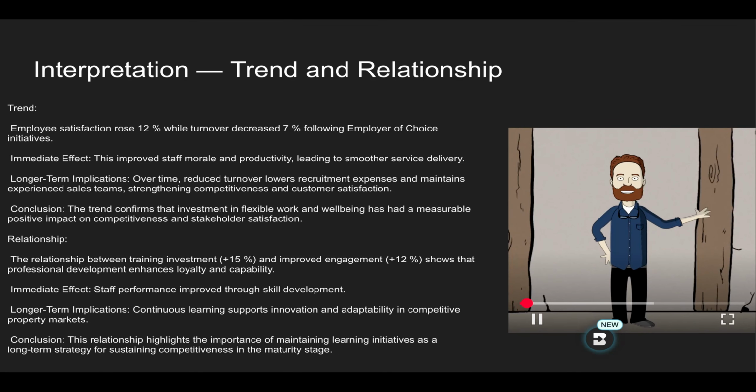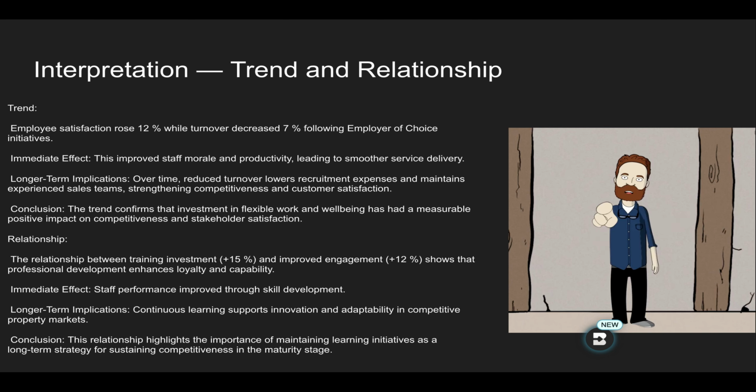Once we've analyzed our strengths, weaknesses, opportunities, and threats, we then have to talk about the trend and the relationship. The formula that I would like you to apply to this is, firstly, identify the trend that occurred, back it up with the immediate effect that it has on the business, then talk about the implications of that particular trend, and then give me a concluding sentence.